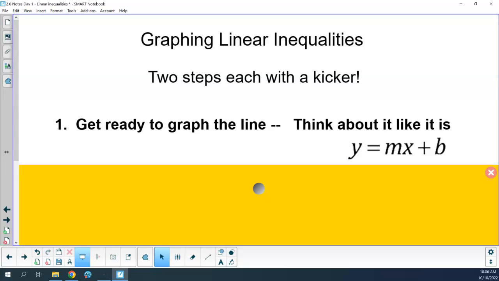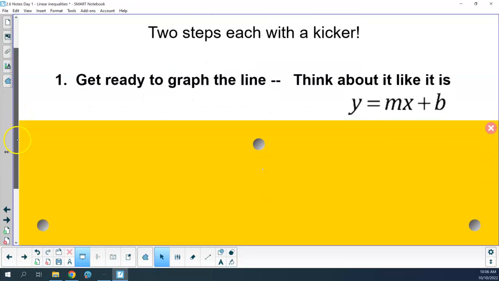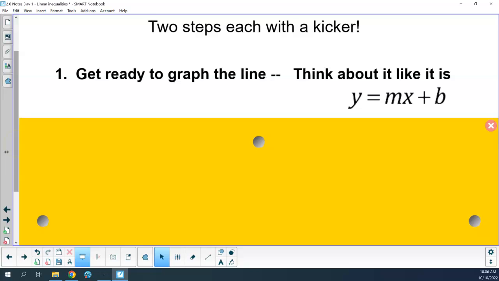Okay? You could do a t-chart. You could graph with intercepts. Okay? So there's multiple ways that you can do all of those. But the first thing is we think about it as y equals mx plus b. Now, here comes the kicker. Okay?